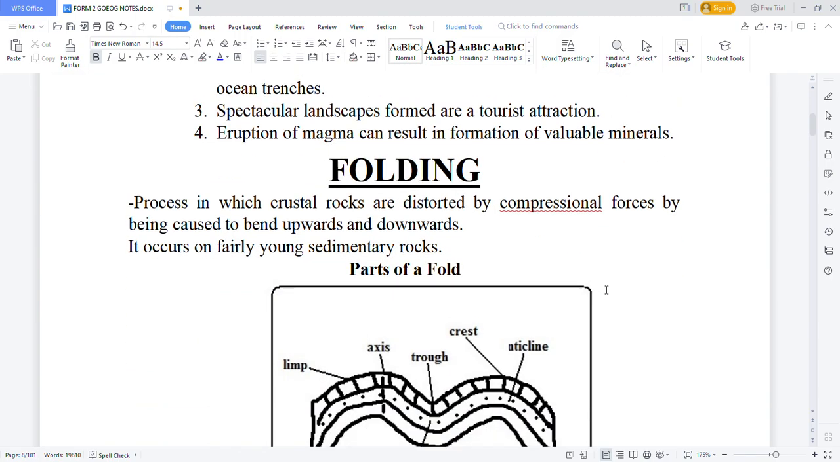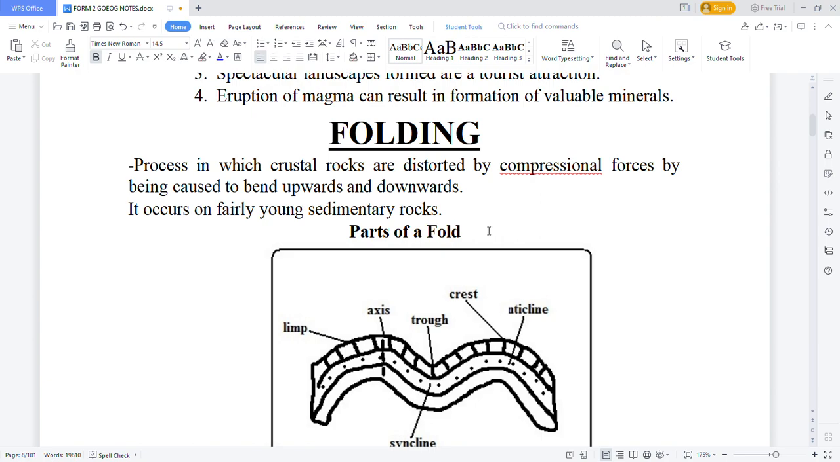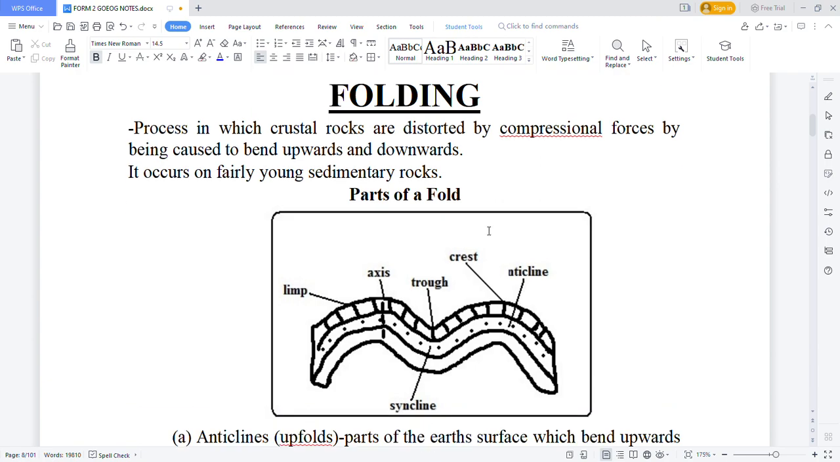Let's move to folding. What is folding? It is the process in which crustal rocks are distorted by compressional forces by being caused to bend upwards and downwards. If you're told to define folding, you say it is the process in which the crustal rocks are distorted by compressional forces by being caused to bend upwards and downwards.